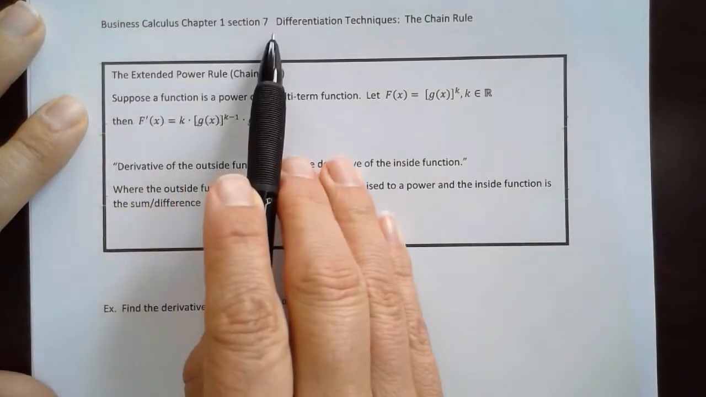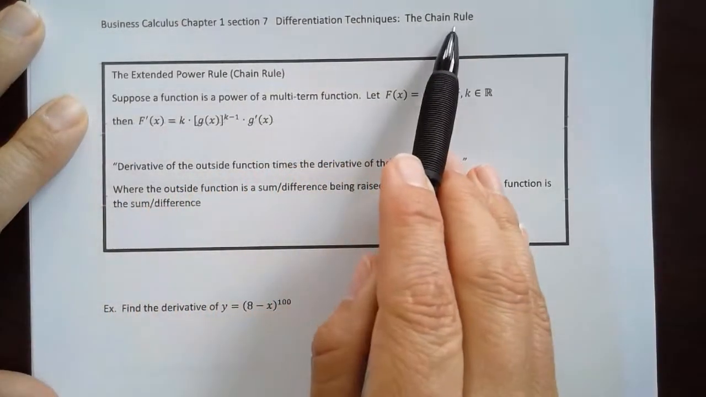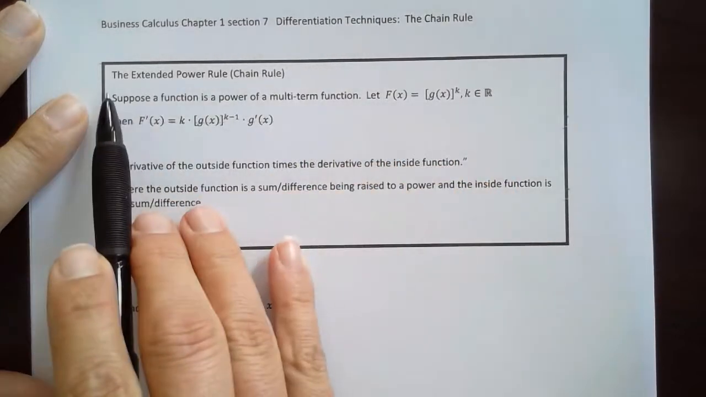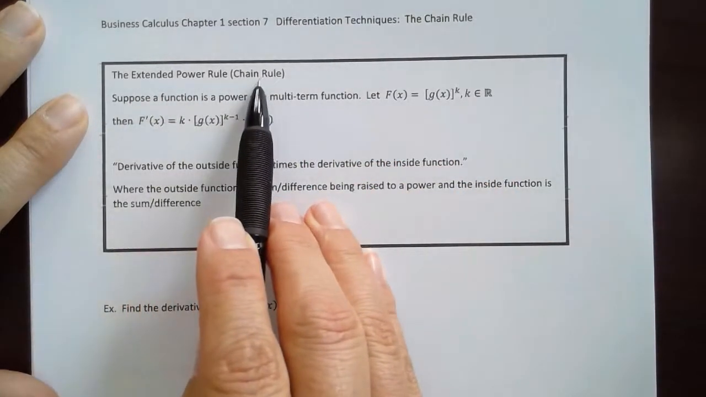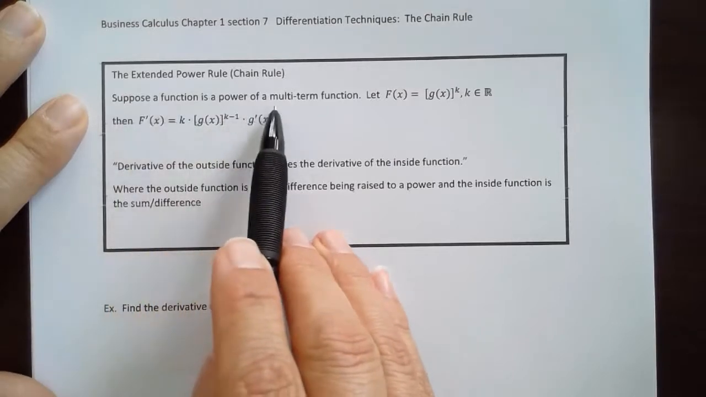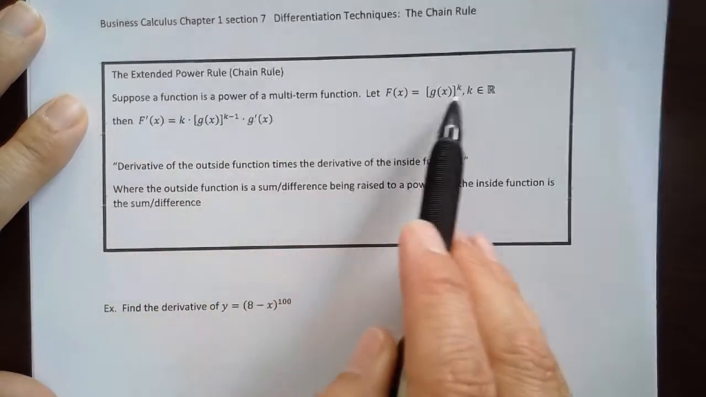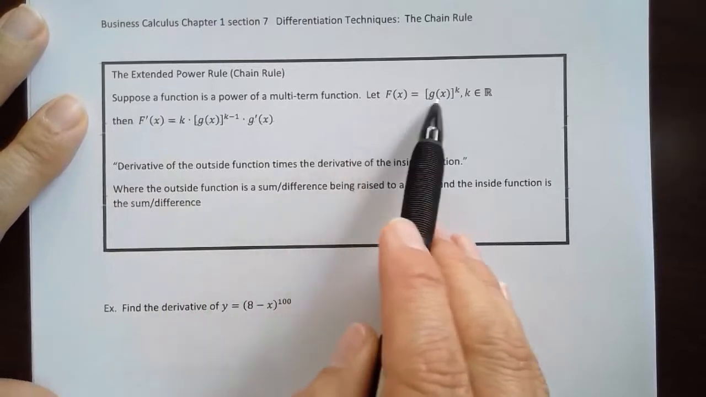Chapter 1, Section 7 is differentiation techniques. This time we're going to talk about the chain rule. The extended power rule, which we're also going to call the chain rule, is used when we have a multi-term function being raised to a power.